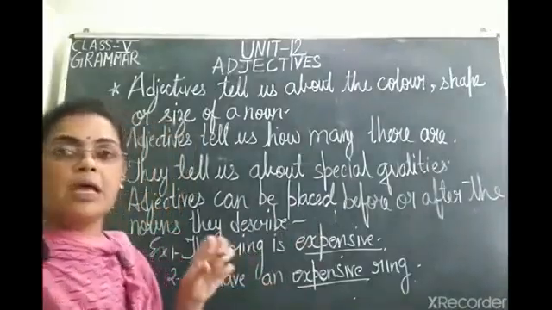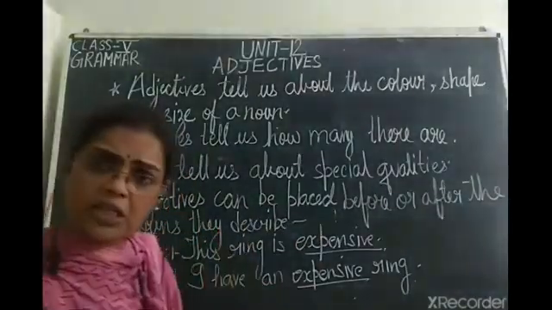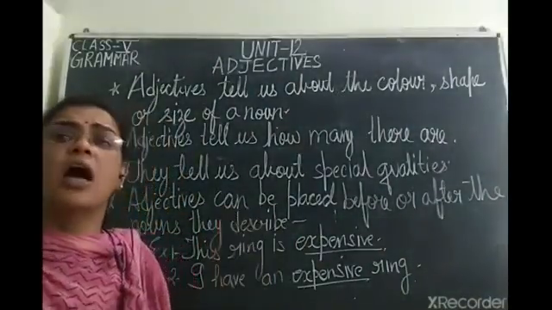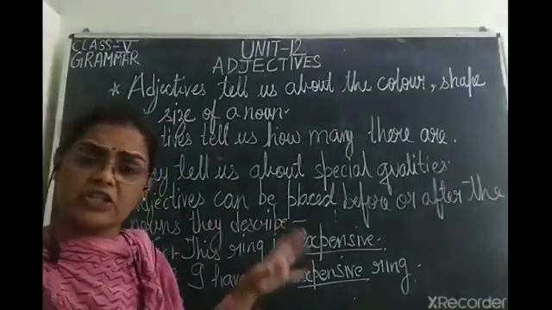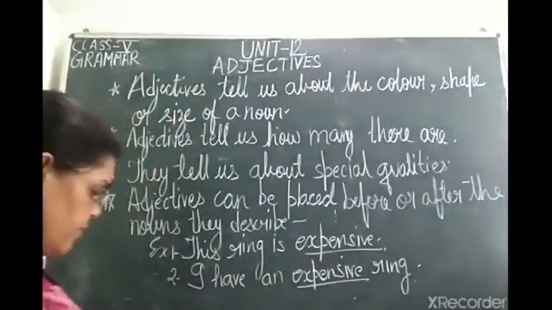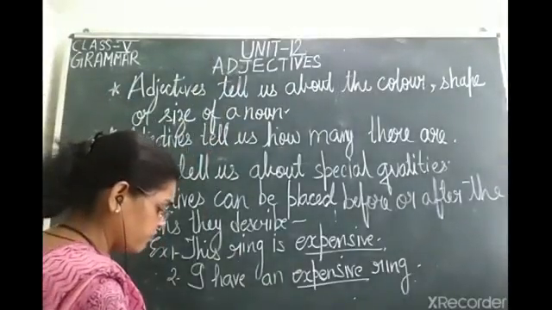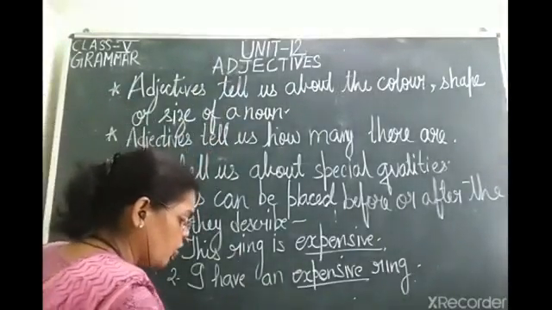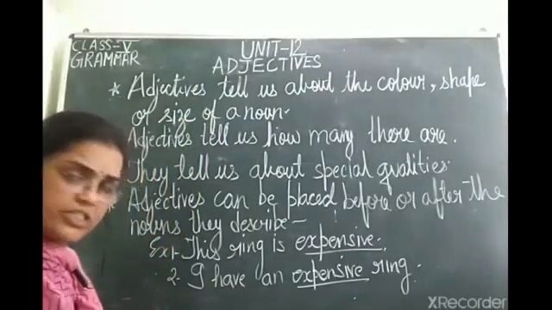Noun के बारे में हमें बताता है what kind of, how much, how many, ये सारी चीजों के आंसर्स किससे मिलते हैं बेटा? एडजेक्टिव से. So I hope children that now you all know what are adjectives.